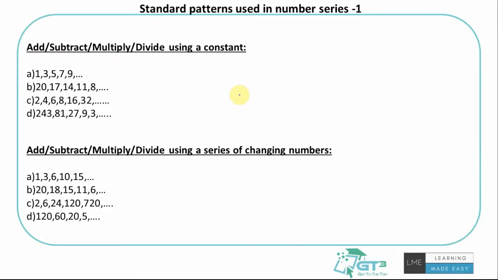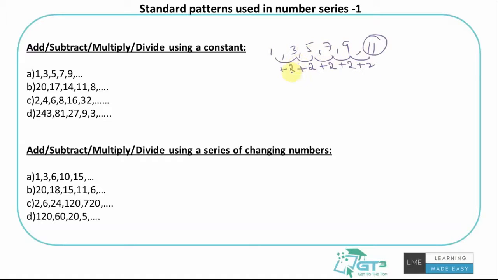So the very standard first type of pattern would be a series where you're basically adding or subtracting, multiplying or dividing a constant. So let's look at this, 1, 3, 5, 7, 9. What's the difference between 1 and 3? 2, right? If I add 2 to 1, I'll get 3. If I add 2 to 3, I'll get 5. If I add 2 to 5, I'll get 7. If I add 2 to 7, I'll get 9. So you see, this is the pattern, right? So what would be my next term? Again, I have to add 2, that will be 11.